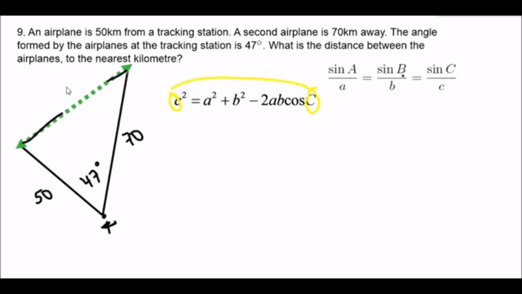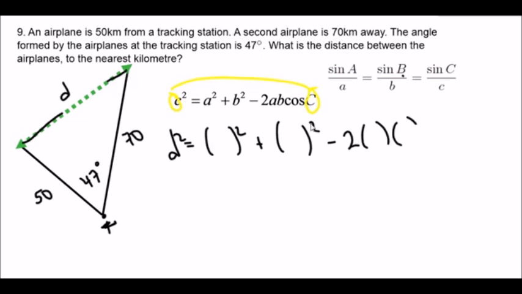So I'm going to solve for d. So d squared is equal to a squared, that's going to be one of the sides, plus b squared minus 2ab cosine of the angle. One of the sides is 50, the other side is 70, and the angle opposite the side I want is 47 degrees. Now I just have to be careful to calculate this according to the order of operations.